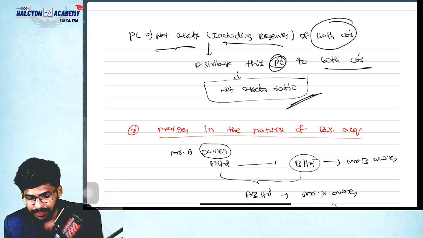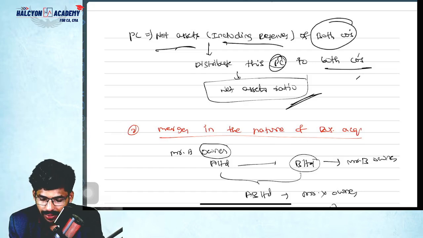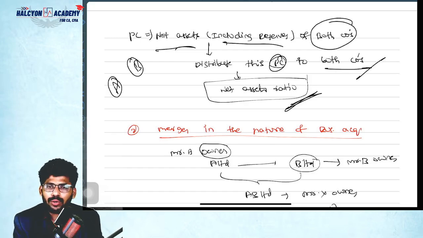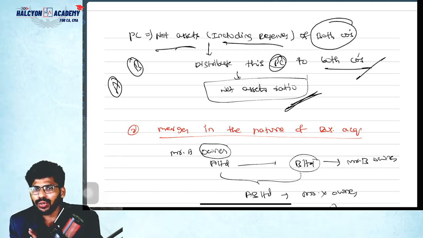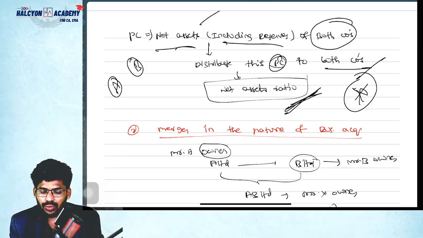What is the PC here, guys? Net assets including reserves of both the companies. Distribute the PC to both the companies in net assets ratio. What is the meaning of it? Suppose, for example, I have A limited and B limited, two companies are there. So for two companies, you need to calculate all these net assets. That's it. Distribute that PC to both the companies in net assets ratio. Which ratio? Net assets ratio. So please remember this. This is very important.